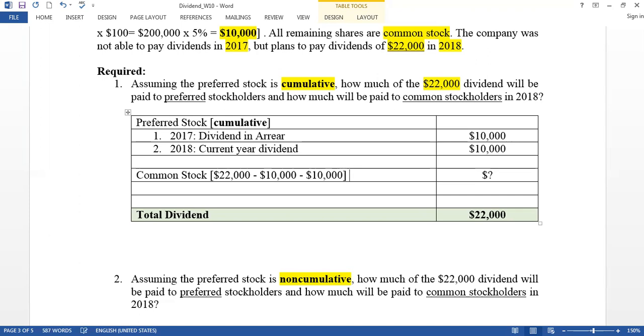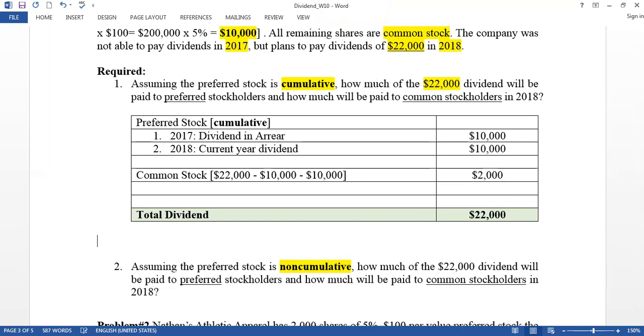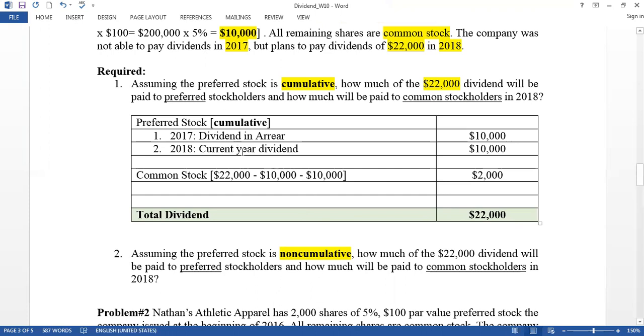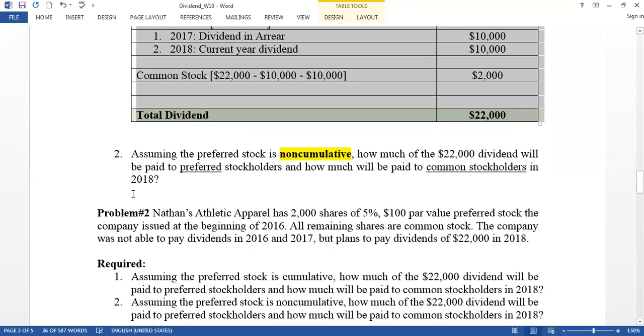What is the remaining? 2,000. Yes, 2,000 goes to common shareholder. Do you understand? So this is about the first assumption, preferred stock cumulative and common shareholder. Then let's see the non-cumulative.